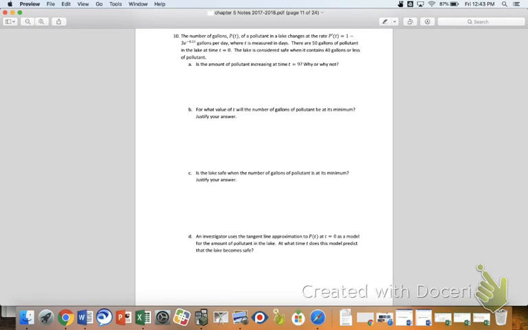So if you would, read this over. I'm going to just let you read it yourself. And once you've had a chance to read things over, attempt question A. This is a calculator active question, so you should be using that. Look at question A, maybe question B.